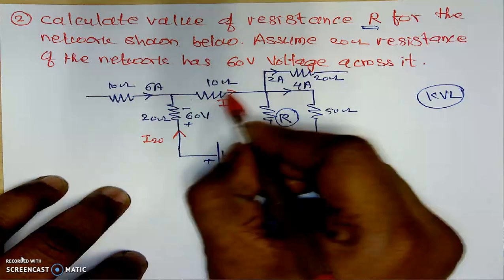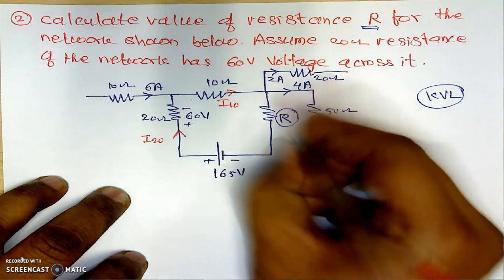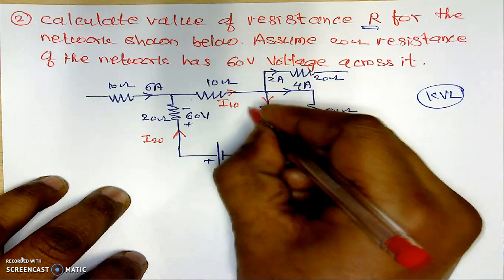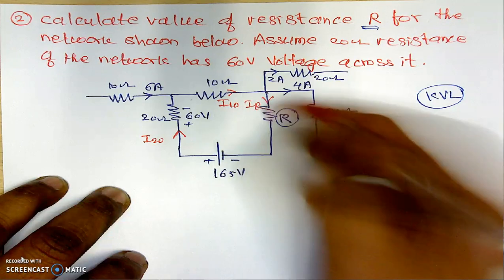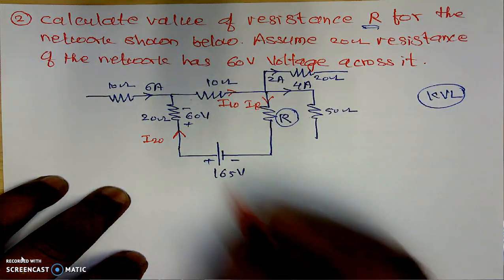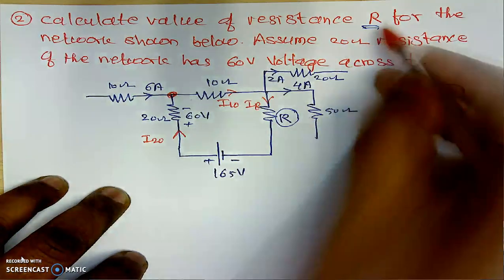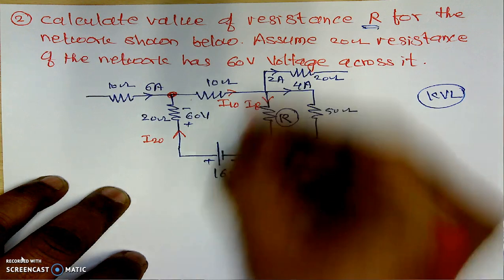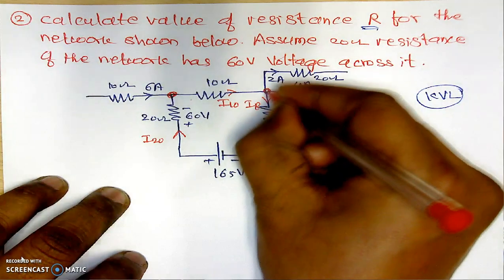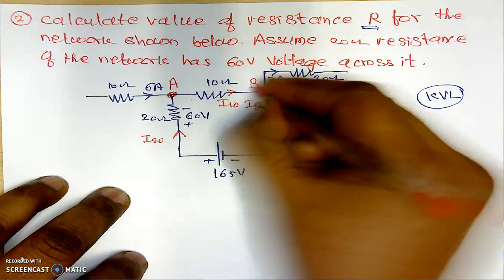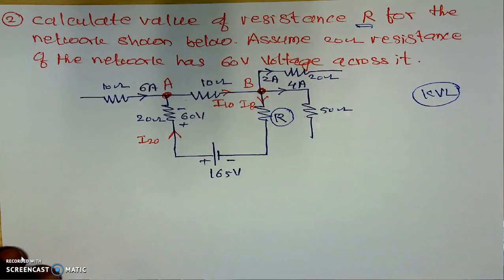Now here it is incoming, this is outgoing, means it is something like this. I will assume this current as downward. I will name this current as IR, that is the current in resistor R. Since we are planning to calculate the value of the resistor R, we first have to apply the KCL at the two junctions. I will name this junction as A and this junction as B.